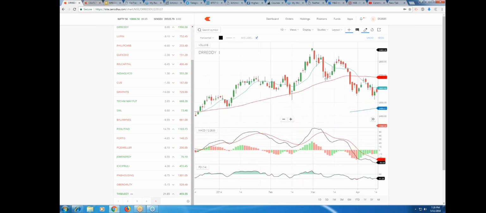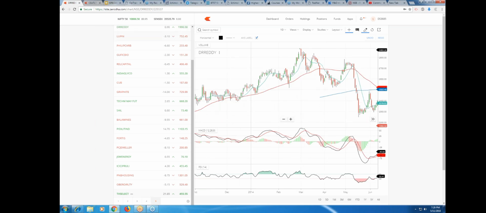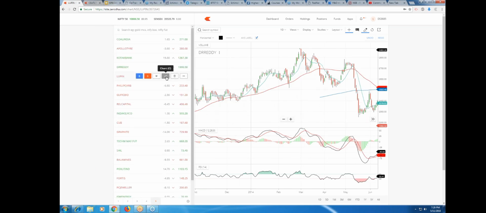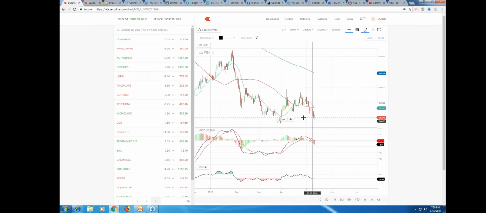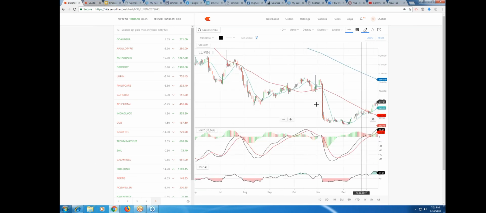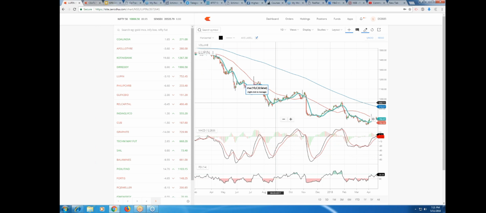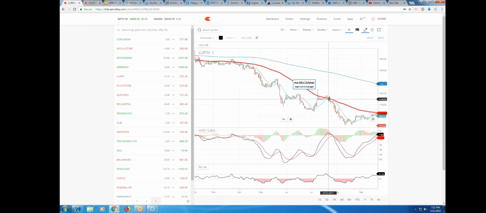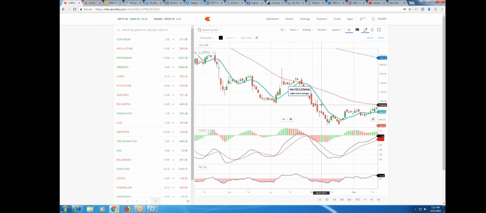I can show you many other places when the stock, I can show you in Lupin also. Trade of resistance. See here, beautiful trade of resistance. Can you see here? Moving average only has taken a resistance. 10 moving average is taking a resistance from 50 moving average.